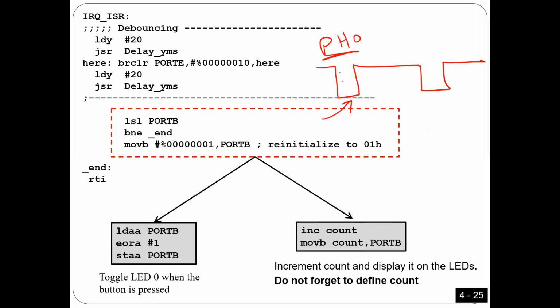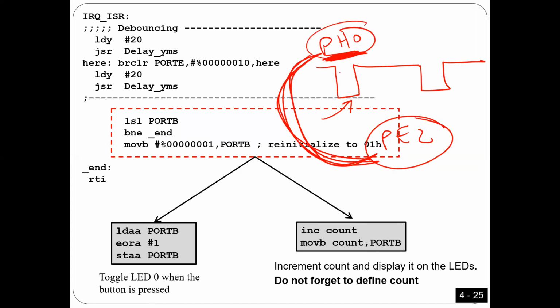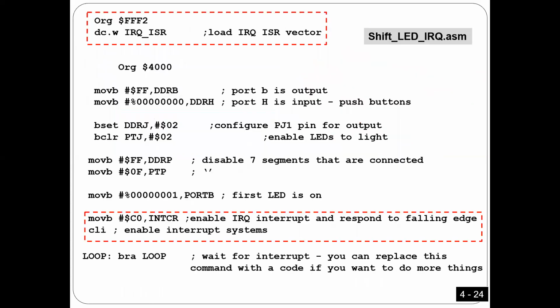If I connect PH0 to PE2 using an external wire between PH0 and PE2, that means every time I press a button, you are going to trigger one interrupt. Why? Because there is a falling edge here, there is a falling edge here. So every time I press a button, I trigger one interrupt. And that's what we're going to do in the coming lab, by the way.